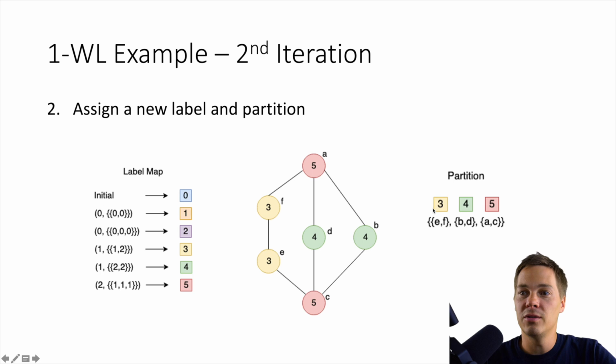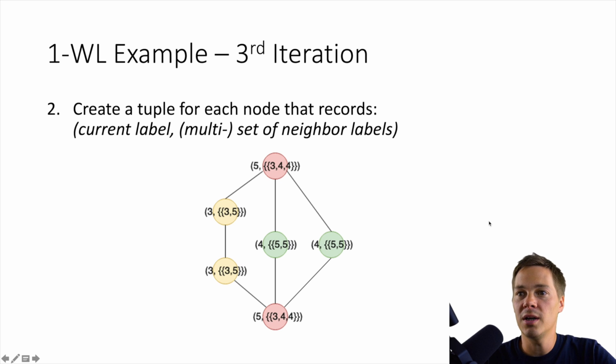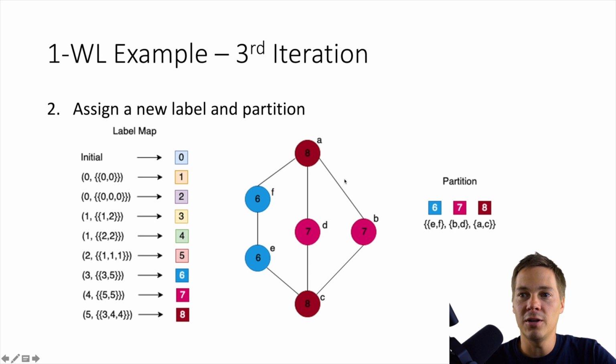Whereas before we had 2 unique colors, now we have 3 unique colors. And the partition we get from this is EF, BD, and AC. We can do this one more time, which will go a little quicker. We collect the tuples again. We end up getting 3 new colors because there's 3 new unique items here. We're calling them 6, 7, and 8.